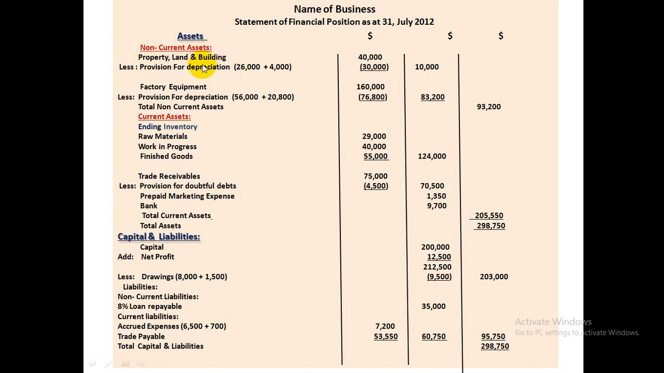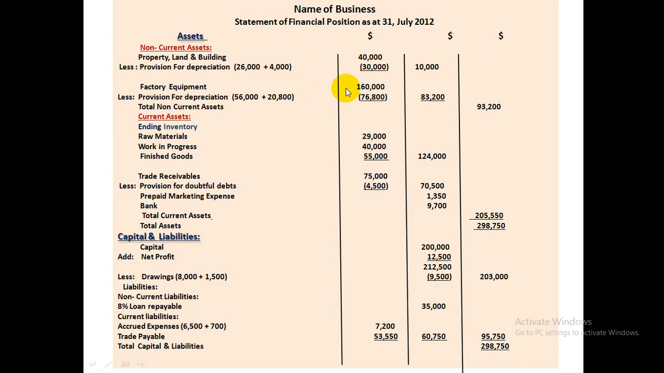Therefore, whatever non-current assets are given to us in the question, they are all to be listed here along with their depreciation provision. Their depreciation is to be subtracted and the second column will represent the book value of the non-current asset. For example, property, land and building has cost of 40,000. Its provision for depreciation for this year and previous year are total 30,000. Therefore, the net book value of property, land and building is 10,000. We are making a list of net book values in the middle column, and finally the total of all non-current assets will be written in this third column.